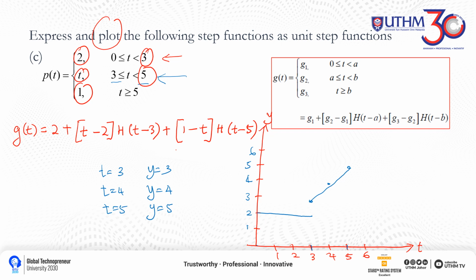Okay, next is t more than 5. So starting from 5, the value is 1. So when t is more than or equal to 5, this means that the t-axis, or the x-axis, starting from 5, the amplitude is 1. So it's like this. So we can connect the line. So we get the graph of the unit step function like this. Okay, do you get it now?